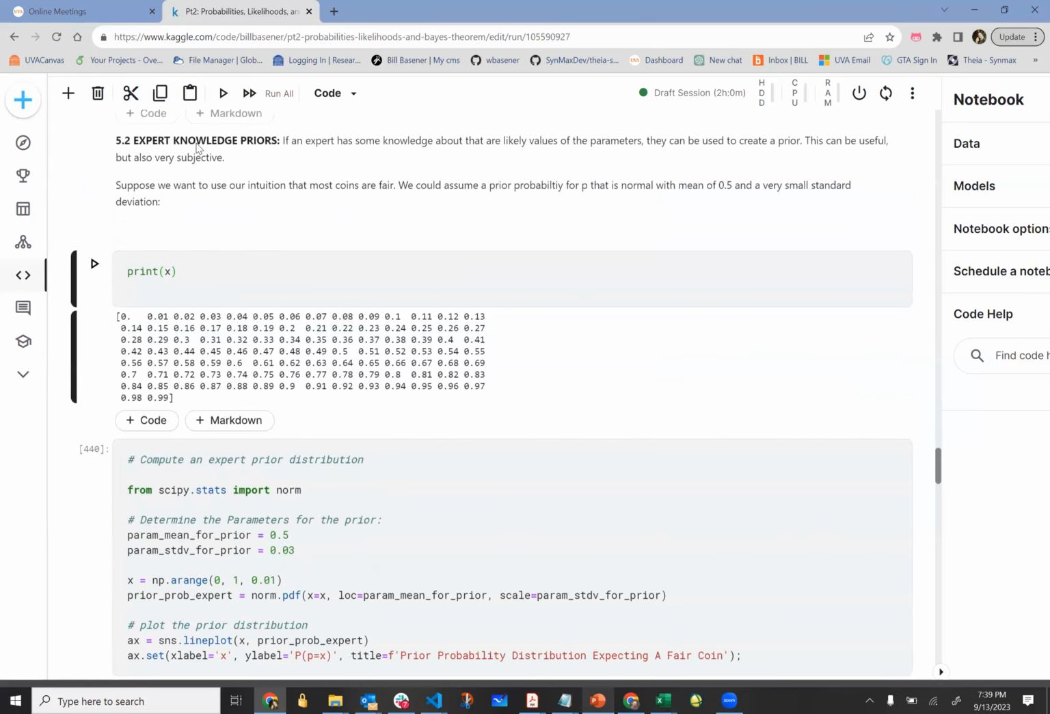Okay, so now we're going to talk about expert knowledge prior. So if I tell you I'm going to have a coin, what would you tell me the probability of getting a heads is? What do you think? What is it most likely? 50%. Probably 50%, right? 0.5, yep. And so it's not going to be exactly 50%.